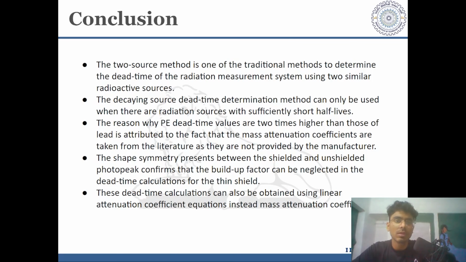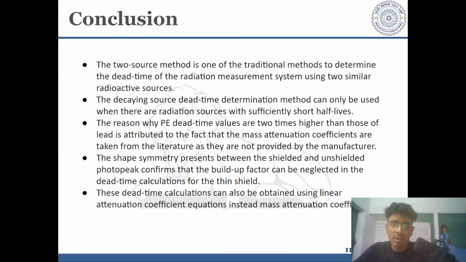Coming to the conclusion of this PPT, the two source method is one of the traditional methods to determine the dead time of the radiation measurement system using two similar radioactive sources, in which we count the rate by one of the sources, then in combination of the sources. The decaying source determination method can only be used when there are radiation sources with sufficiently short half lives. And the reason why polyethylene dead time values are 2 times higher than those of the lead is attributed to the fact that the mass attenuation coefficients are taken from the literature and they are not provided by the manufacturer.